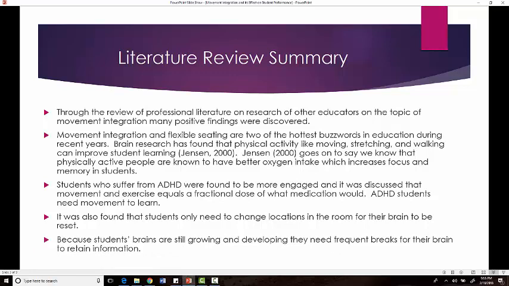I also learned that because students' brains are still growing and developing at a young age, they do need frequent breaks for their brain to retain information. Their brains are still so young and underdeveloped that these little breaks allow their brain the opportunity to store the information in a place where students can recall it.